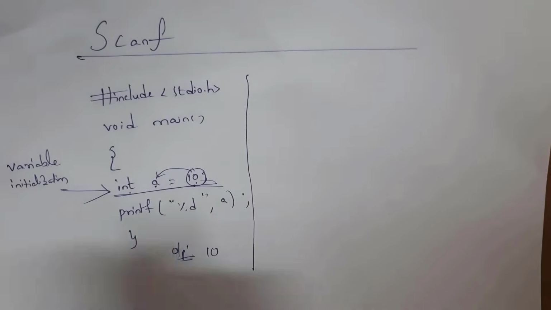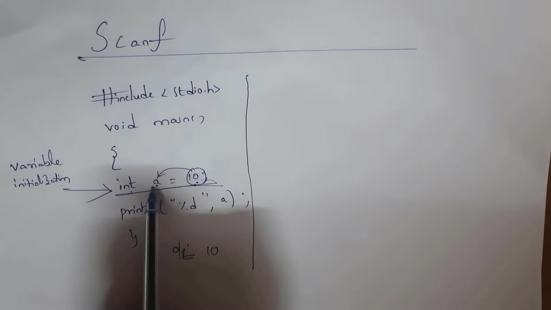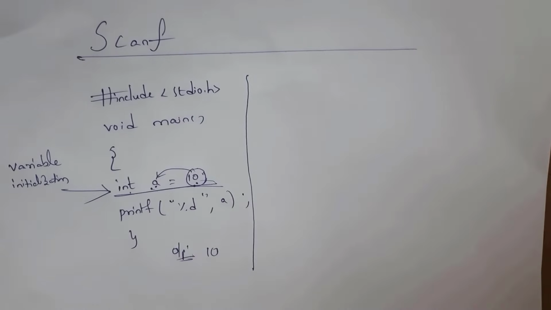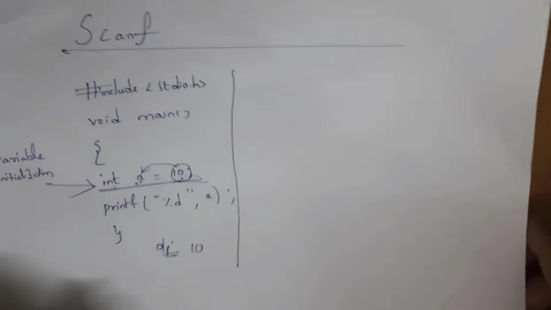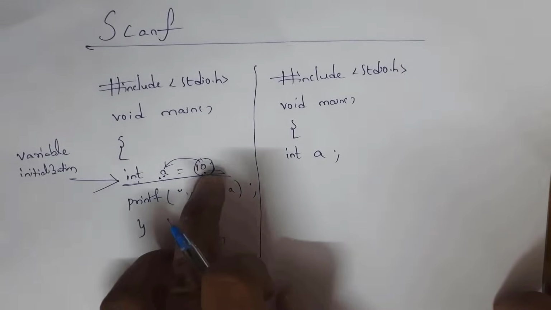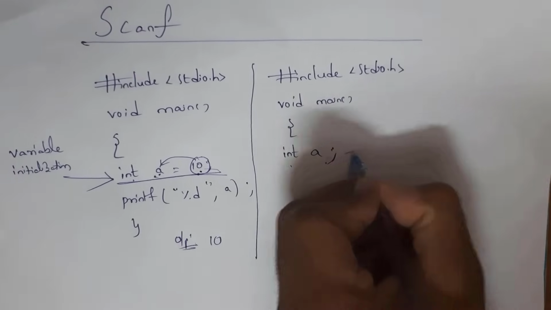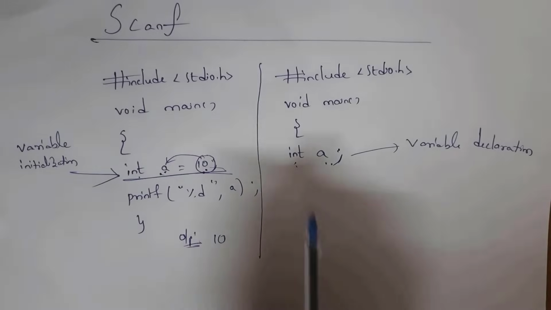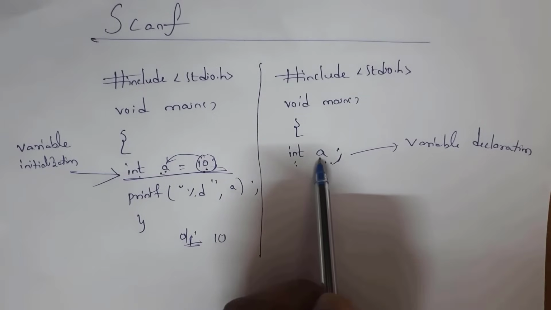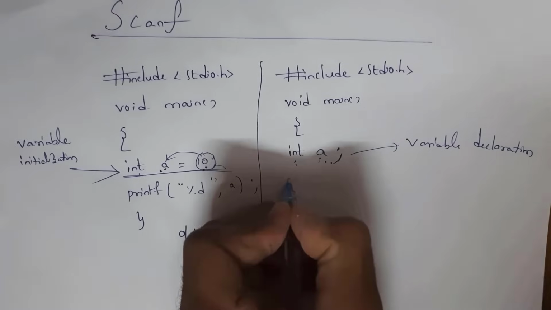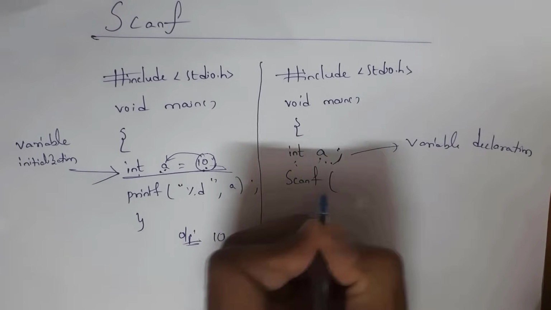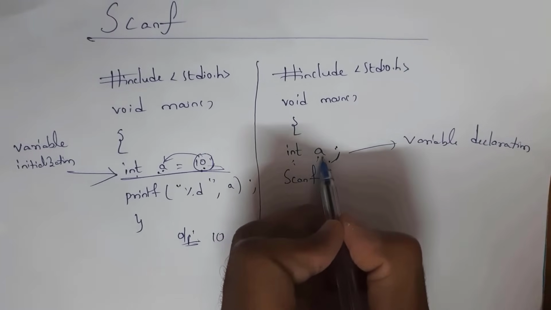Instead of directly assigning a value to a variable, by using the scanf function, you can assign values after executing a program. I will give an example so that you can clearly understand. Here I am not initializing a value. I just declared int a and I did not assign any value to it. So we call it variable declaration. You can assign a value to this variable by using the scanf function. So I am taking here scanf.